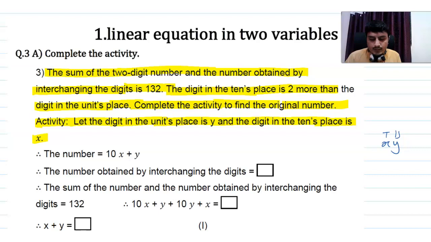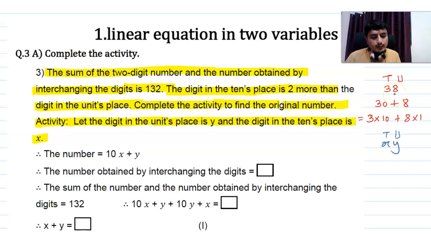Now look at the next one. Suppose we have any two-digit number. Suppose I am taking 38. We can write it as 30 plus 8. Now 3 is at the tens place, so we have 3 into 10 becomes 30, and 8 is at the unit place or the ones place, so 8 into 1. So this is known as the expansion of the number 38.